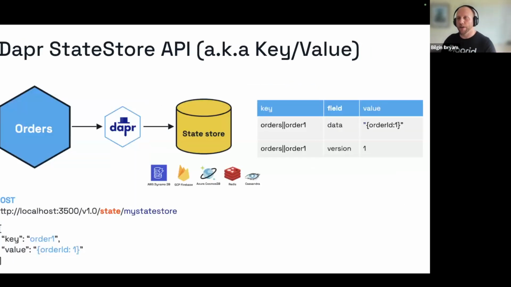And what Dapr has in this space is the state store API, which in reality is a key-value API. Here I have an example where the order service is using the Dapr state store API. You see localhost:3500, state API, and my state store, which is the name of the component. It's writing a key and a value to that state store. And that state store behind the scenes can be one of many implementations.